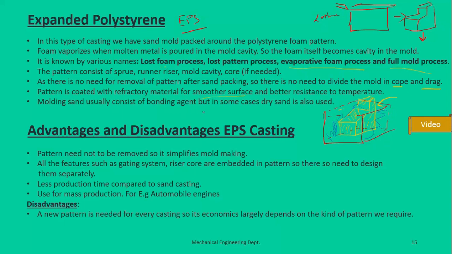So the molding sand that we use here, the molding sand around this pattern, consists of a bonding agent, but in some cases it's dry, right? Normally we use some resins and thermosetting binders, but in some cases we also use dry sand in the EPS process.